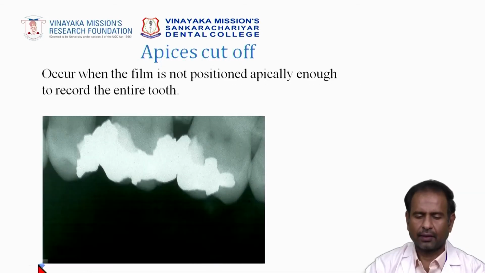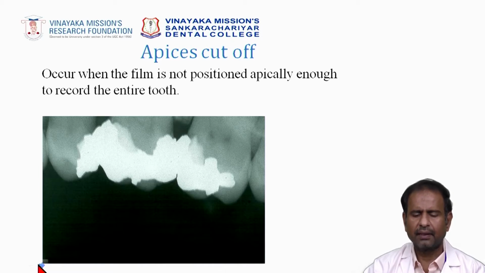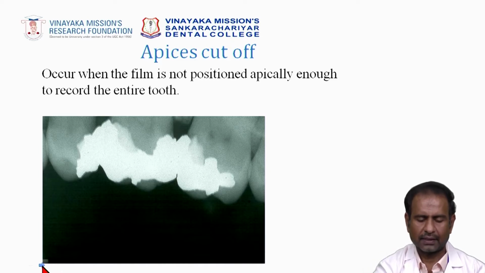Then apex cutoff. It occurs when the film is not positioned apically enough to record the entire teeth. If the X-ray film is placed too superficially, this kind of error occurs. The film is not apical enough, so the apex is not seen. The apex is very important for the diagnosis.